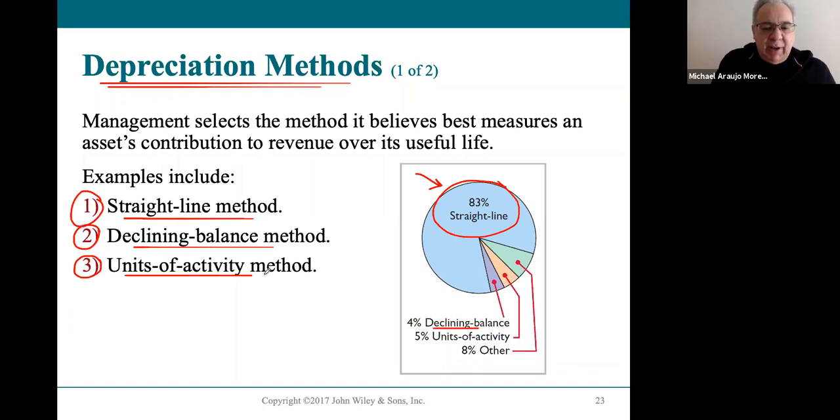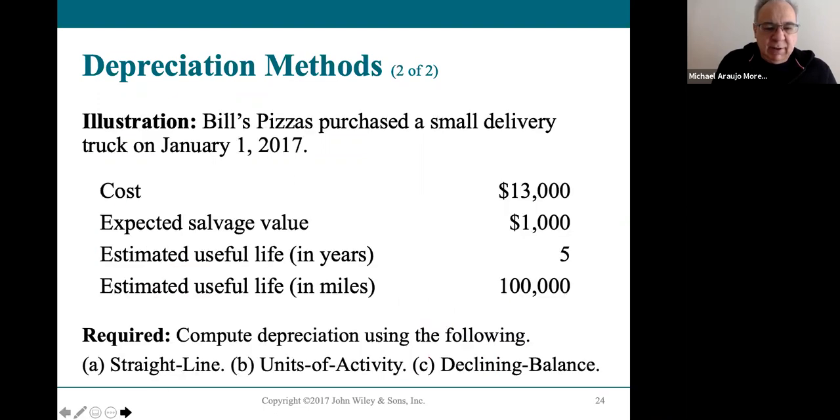And another method is to depreciate on a units of activity method. And so that truck, you could also depreciate that truck by the mile. That's a unit of activity. Or if I had a copy machine, by the copy. So the units of activity, again, these two are very, very small in nature. The focus really is on straight line. So I'll be straight with you.